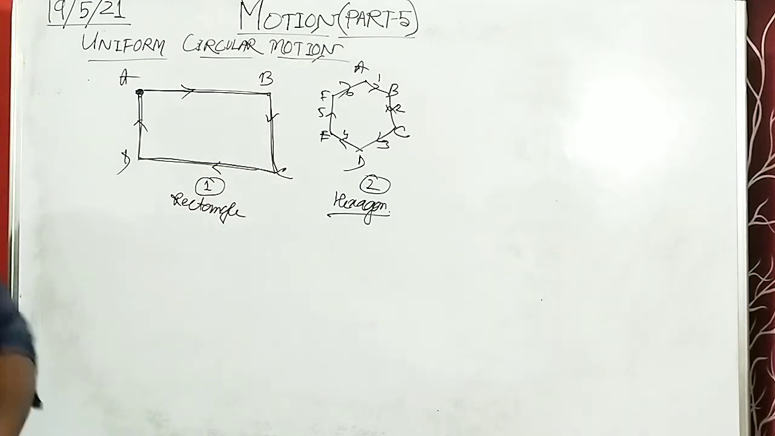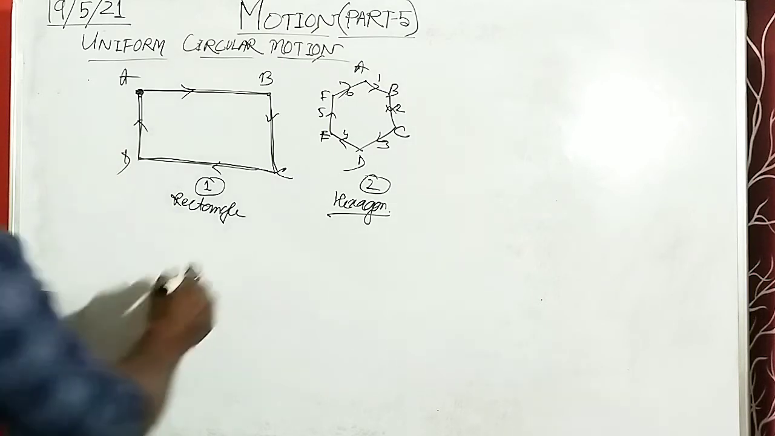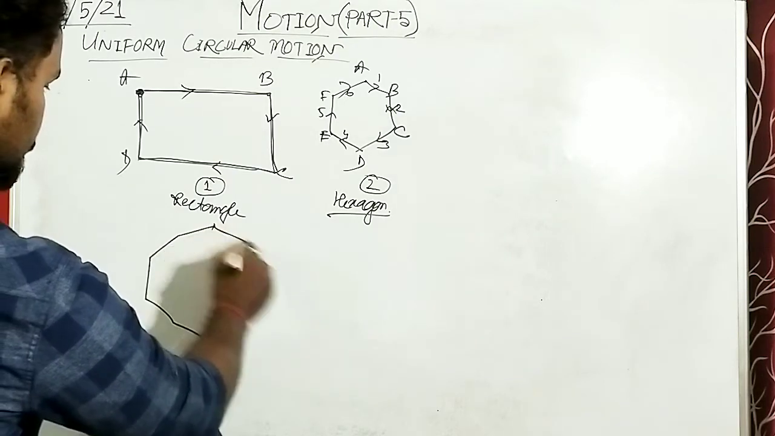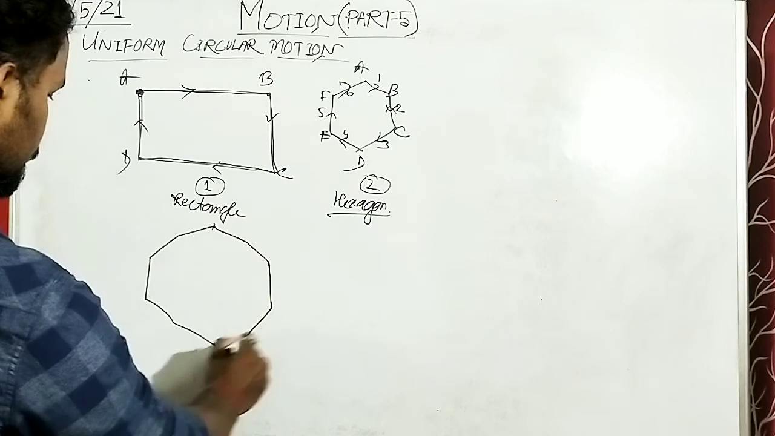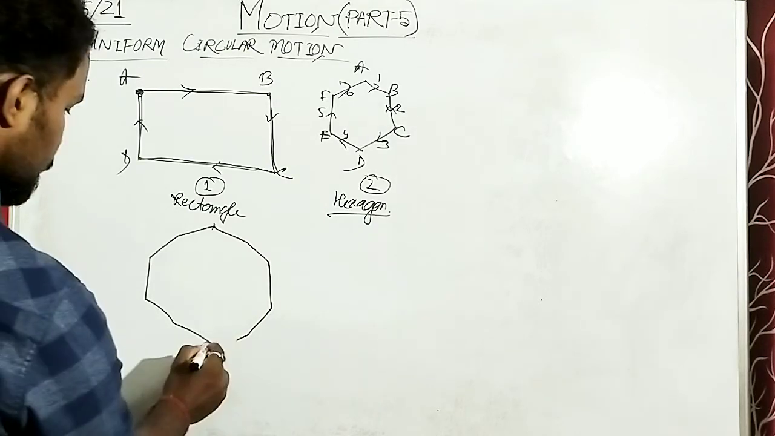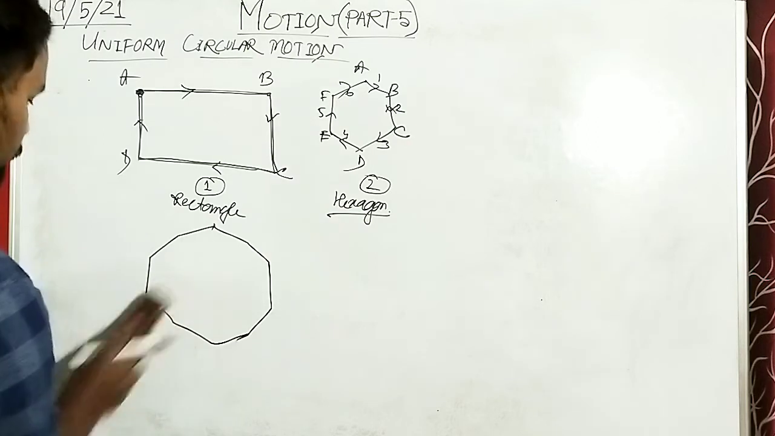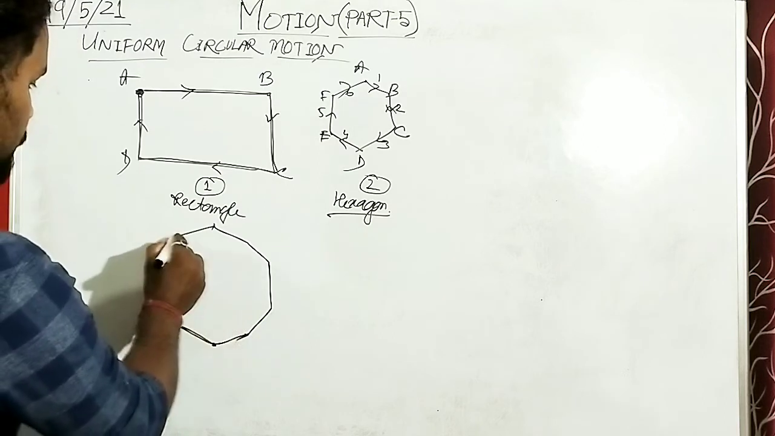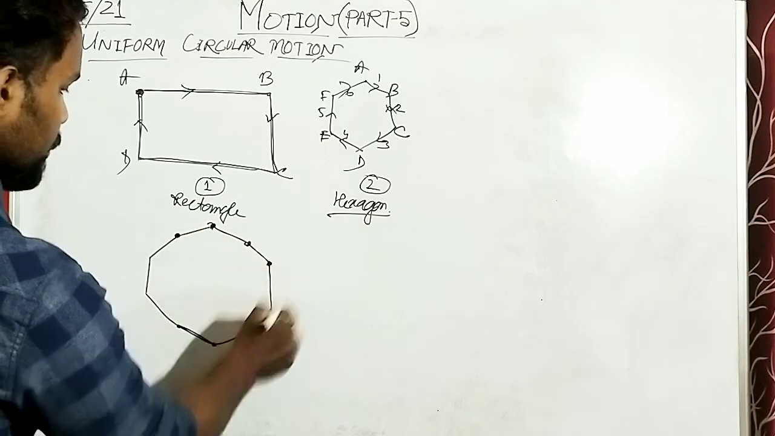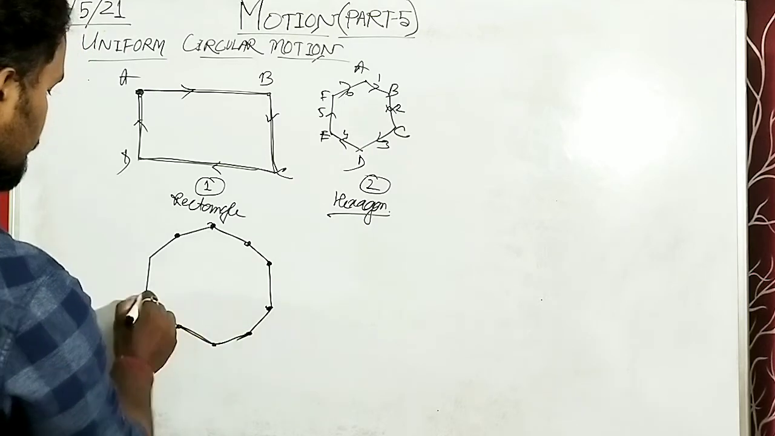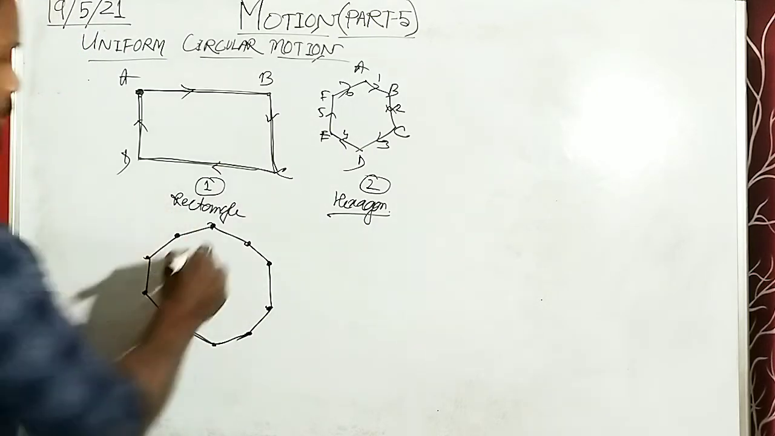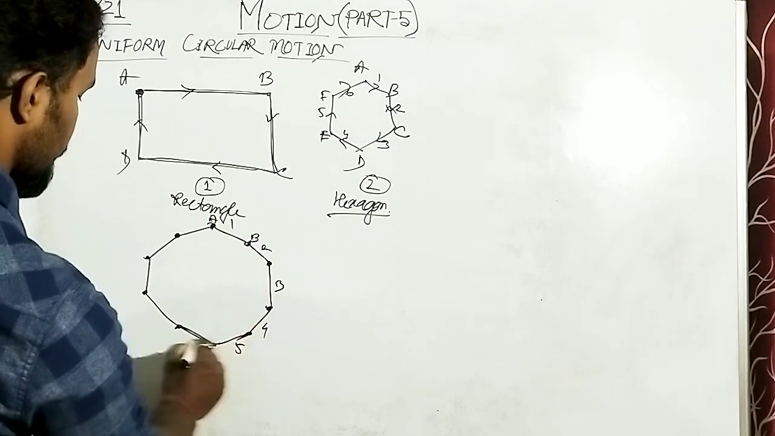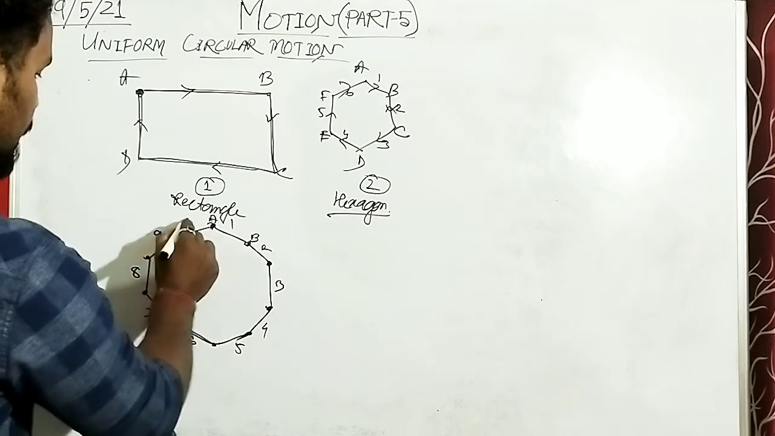Now we will again increase the number of paths. It will be like this. Sorry, let me draw properly. Okay, this is 1 point. These are the points where the direction actually changes. Now calculate the number of branches: A, B, 1, 2, 3, 4, 5, 6, 7, 8, 9, 10.